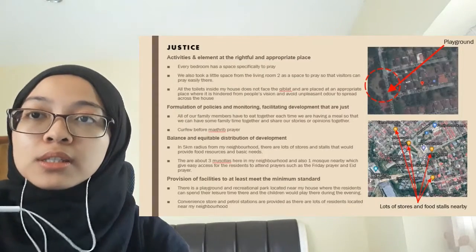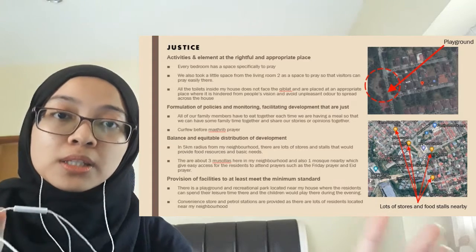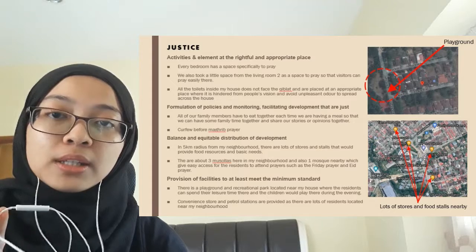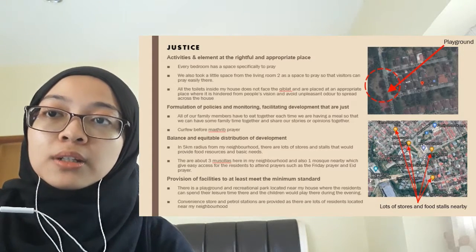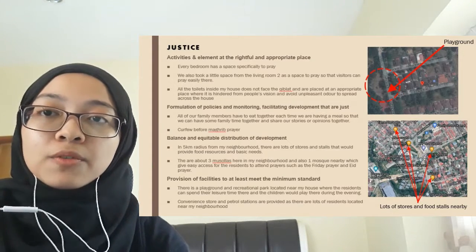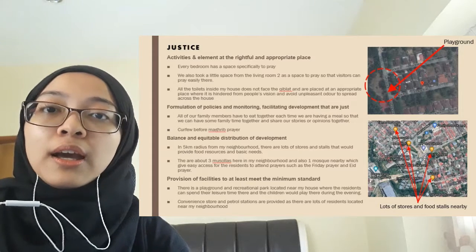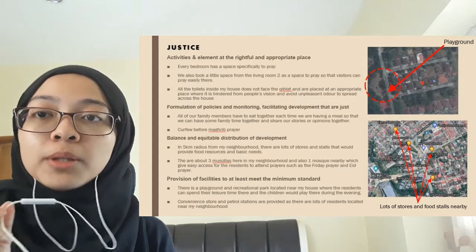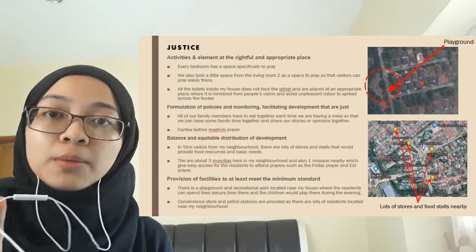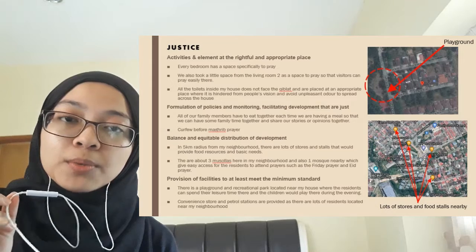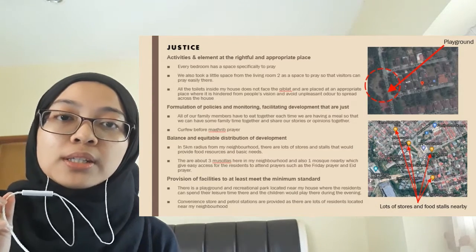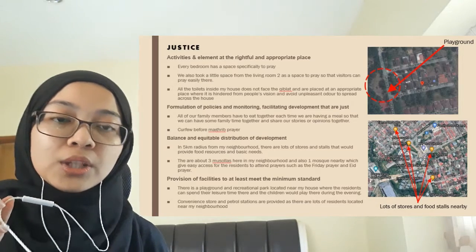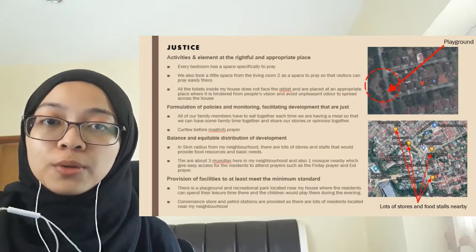In terms of justice, every bedroom has a space specifically to pray. All the toilets inside my house do not face the Qiblat and are placed at an appropriate place where they are hidden from people's vision and avoid unpleasant odors. All of our family members have to eat together each time we have a meal, so that we can have some family time and share our stories and opinions together. We also have a curfew so that we need to go back home before the Maghrib prayer.